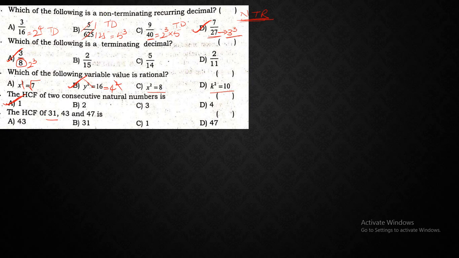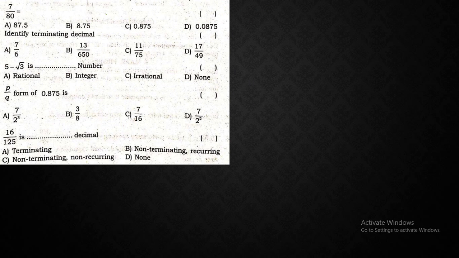Next, HCF of 31, 43, 47. If you observe these three numbers, these three numbers are prime numbers. So if you consider all the prime numbers, then the HCF possible is only 1, right? Next, moving on to the next question.